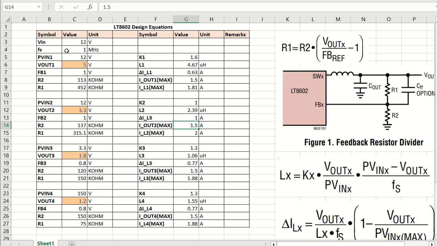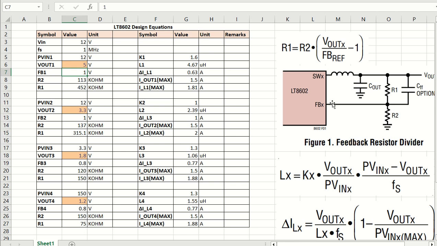So this is the calculation sheet that I have taken. We have the input voltage, which is 12 volt. We have the switching frequency that we have set to 1 megahertz. The PVIN pin we have set to 12 volt only, so PVIN1 and VIN are both the same. Let us say my user input is VOUT1, which is going to be 5 volt. We know FB1 is 1 volt.